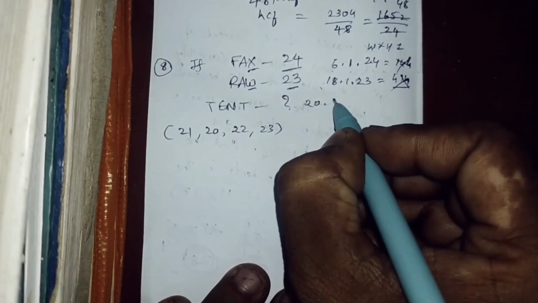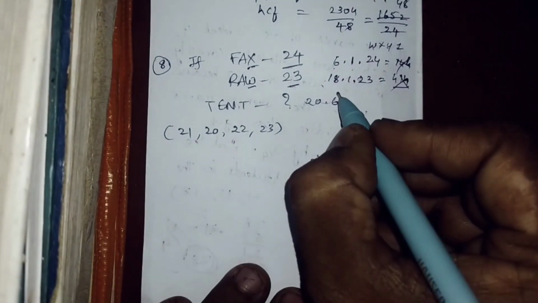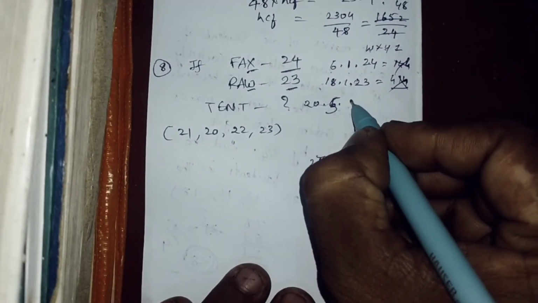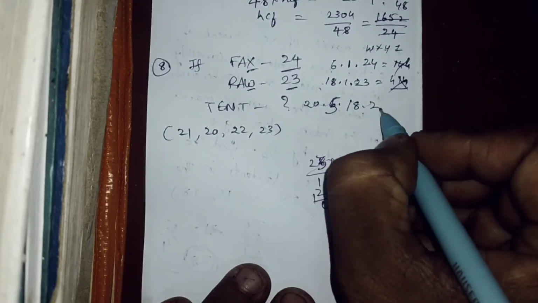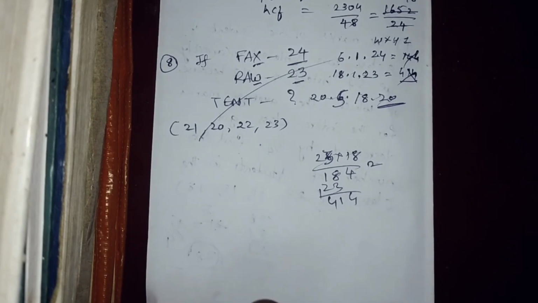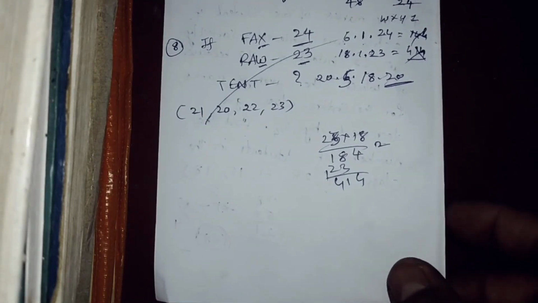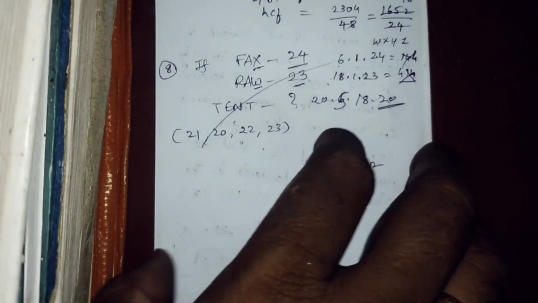Actually T is 20. E is 6. A, B, C, D, E is 5. N is 18. T is 20. Last it is 20. I'll go directly for the option 20 without solving it because I'm not getting any other logic here. Hope you understood these few basics which were given in Mphasis recently in 2023.